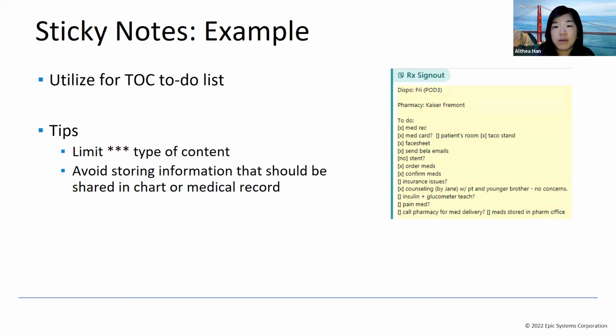As an example of how we use embedded sticky notes at UCSF, we use it for transitions of care or TOC to-do lists to track completed and still needed to be done activities. Some tips would be to avoid using any wildcards and to avoid withholding important information that should be kept in the medical record to provide transparency about certain patient details among the transplant team.